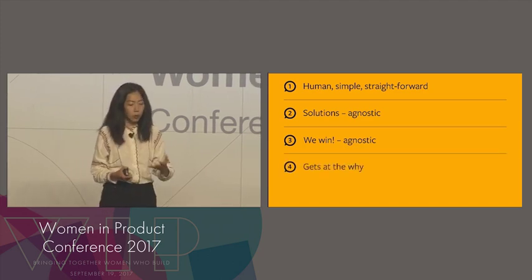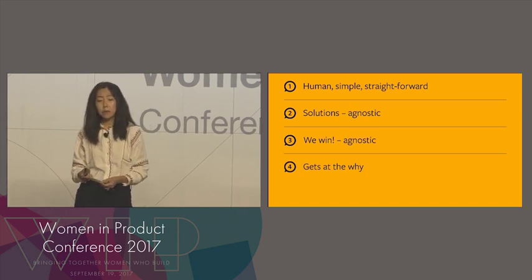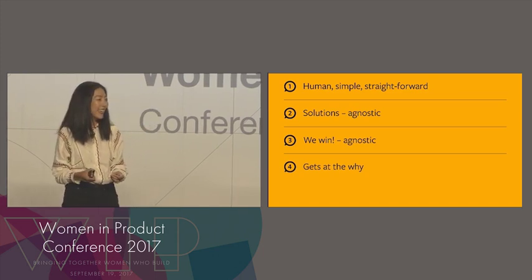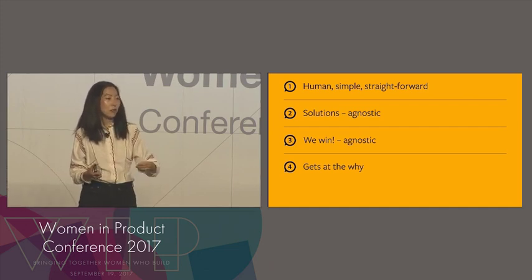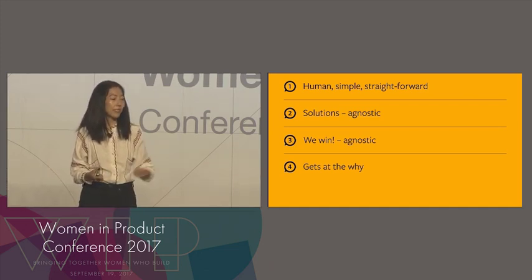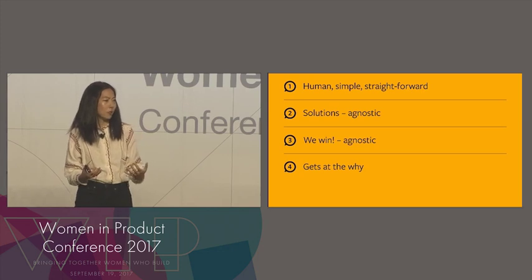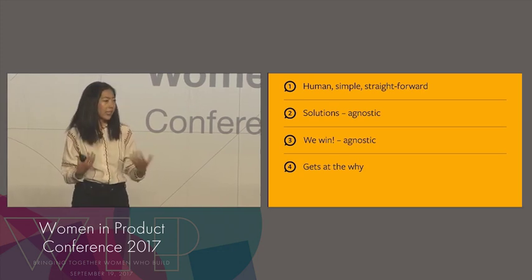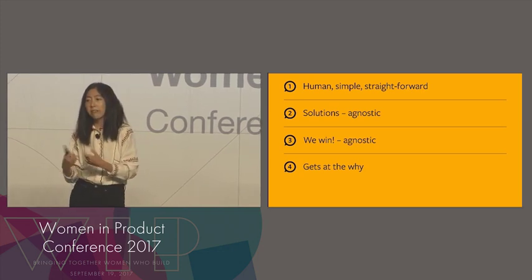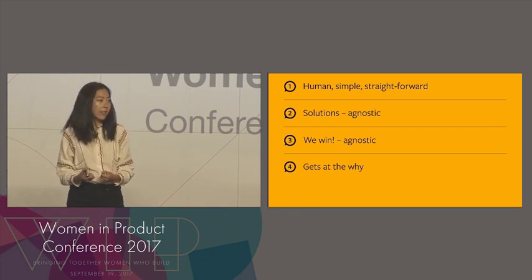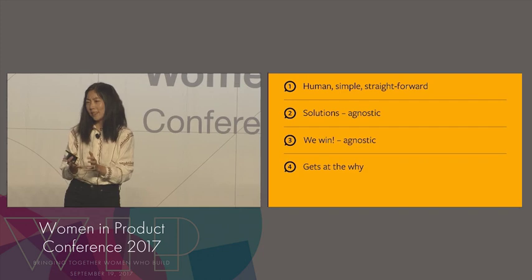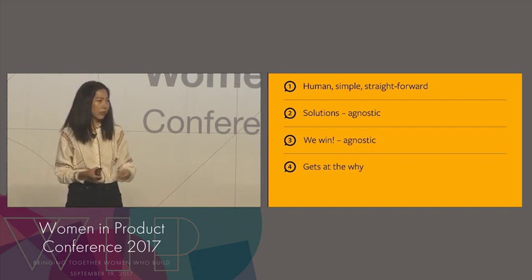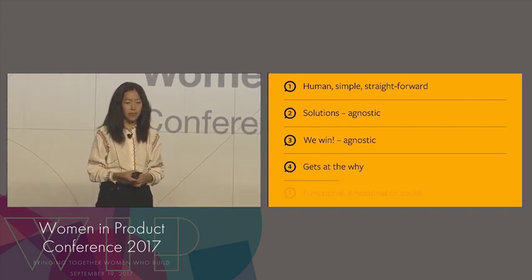Finally, or fourthly, I should say, a good people problem statement gets at the why. It's not just people don't know how to sign up for groups. It's, well, why do people want to join groups in the first place? Are they looking to get support? Are they looking to find connection and get advice? It's like peeling back the layers of the onion to get at what it is that people actually want, not just what the behavior is.